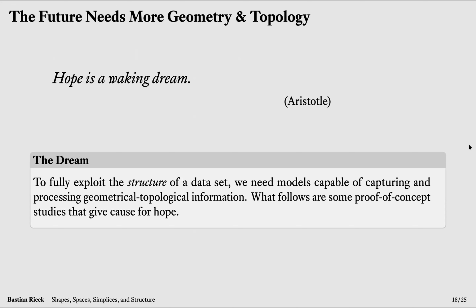But to do this, we need models that are actually capable of capturing and processing, or leveraging, if you will, information both from geometry and topology. If we do that, then we have a truly nice way of doing representation learning for these complicated data sets. So what follows now in the next couple of slides are some proof of concept studies from my lab that give at least me cause for hope, and maybe they also give you cause for hope.